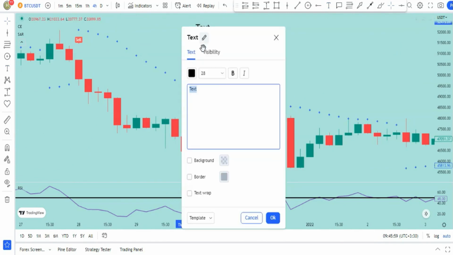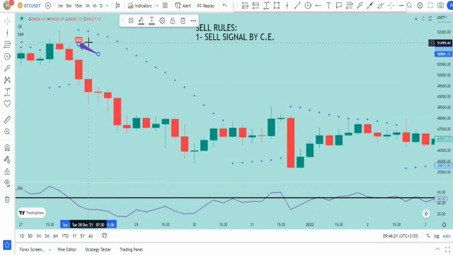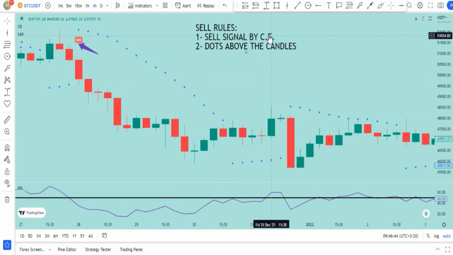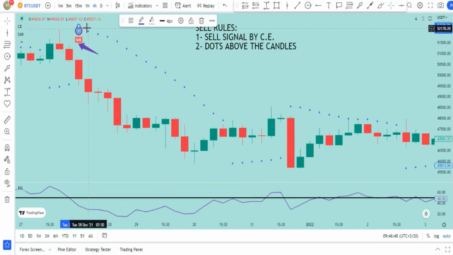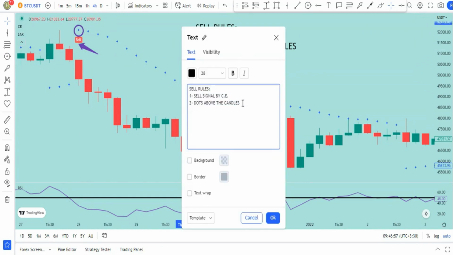And the opposite of the same case must exist for a sell trade, that is, the sell signal should be issued by the chandelier exit indicator. And the parabolic SAR dots should be above the candles. And finally, the RSI line should be below the 50 level.